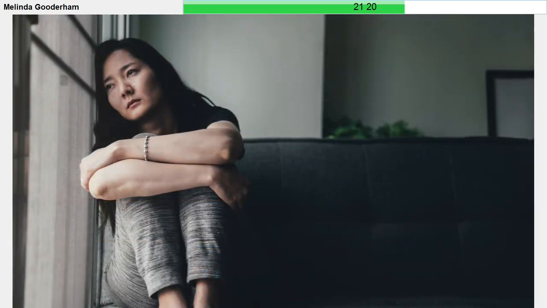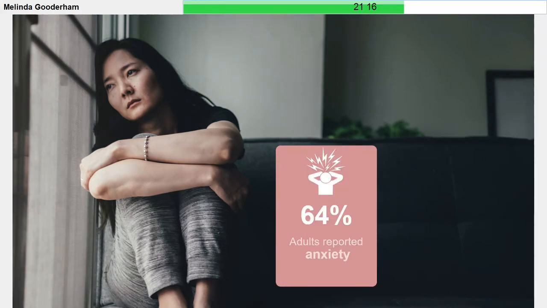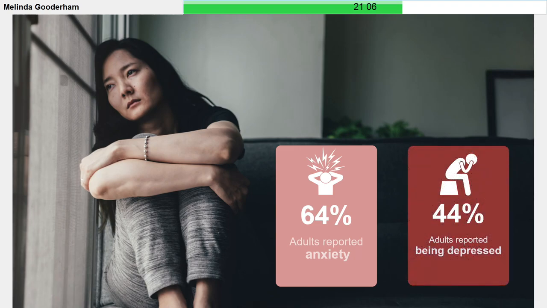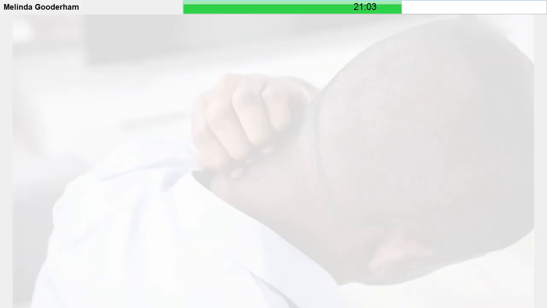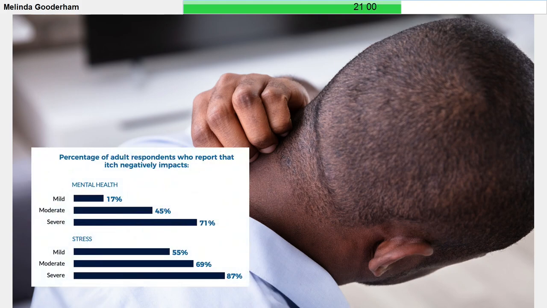There's the mental health burden that we just heard of, really an excellent lecture, so I'm only going to mention this briefly, but in this Canadian cohort of patients with mild, moderate to severe atopic dermatitis, two-thirds reported anxiety, and 44% of patients reported being depressed. The impact of itch on mental health: in patients with moderate disease, 45% felt that their itch was negatively impacting their mental health, and 71% with severe disease reported an impact on their mental health from the itch. The itch is also adding to the overall stress. Even in the mild patients, more than half of patients with mild AD were reporting stress from the itch, two-thirds of the moderate population, and almost 90% of patients with severe AD were feeling that the itch was affecting them.